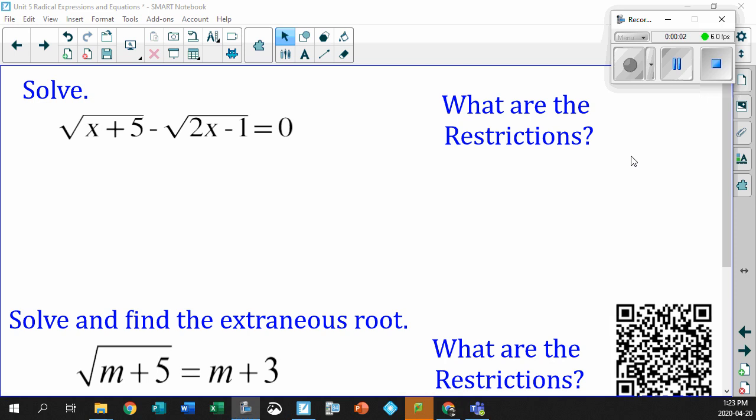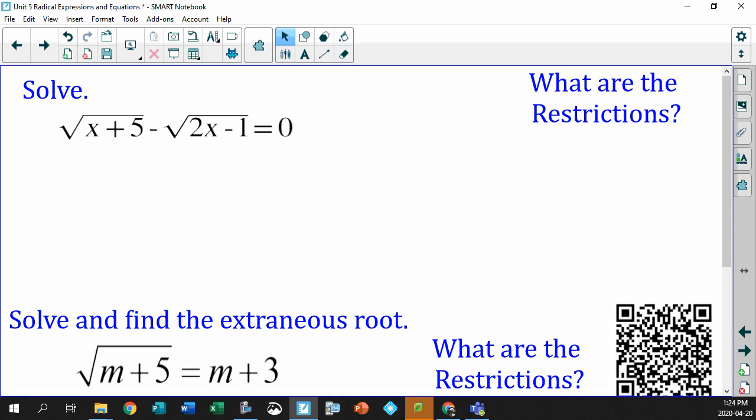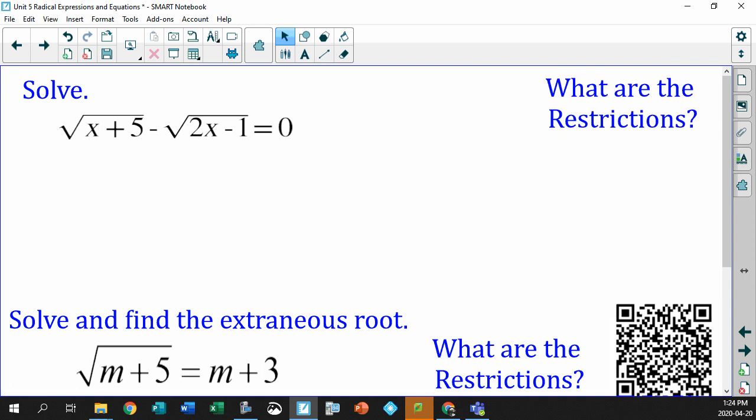Okay, here's our next little step in solving. But look at this. We have two radicals here. Uh-oh, before we can even solve, you have to remember this. What are the restrictions? We've got to address them first.